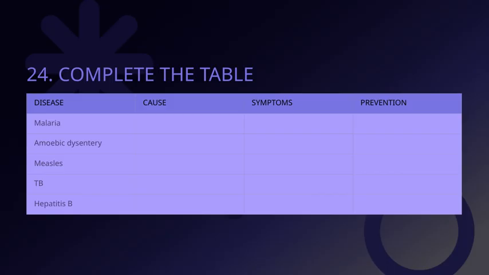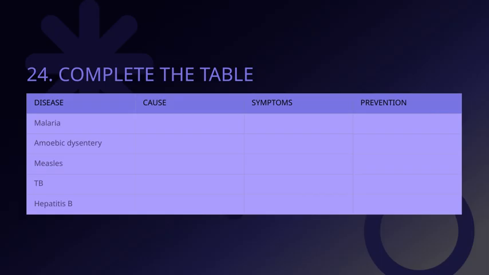Then we have tuberculosis, or TB, caused by the bacteria Mycobacterium tuberculosis. It primarily affects the lungs, causing symptoms like persistent cough, chest pain, weight loss, and night sweats. Preventing TB involves vaccination with BCG, proper ventilation, and early detection and treatment of cases.